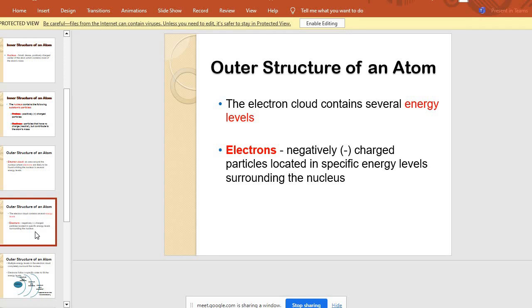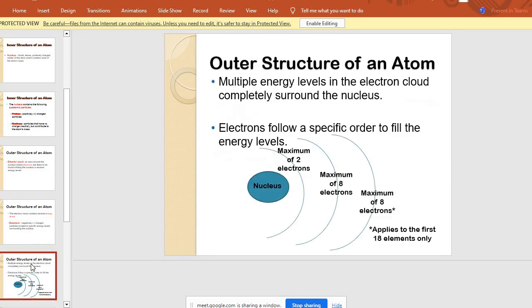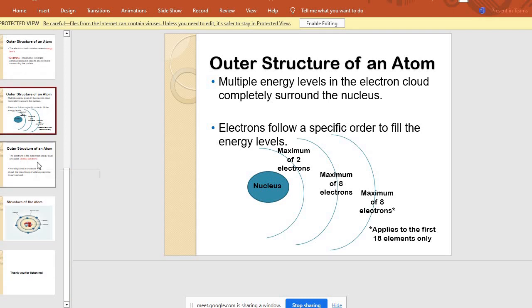We find that in the electron cloud, we have energy levels, and this is the exact location where there is high probability of electrons being found. And you know that electrons are negatively charged, and therefore the outer structure of an atom is largely negatively charged. As you can see, we have multiple energy levels in the electron cloud, and each energy level carries a specific amount of electrons. The innermost energy level carries only 2 electrons. As we go out in the outer energy levels, they can carry up to a maximum of 18 electrons. So the bigger the atom, the more the energy levels.